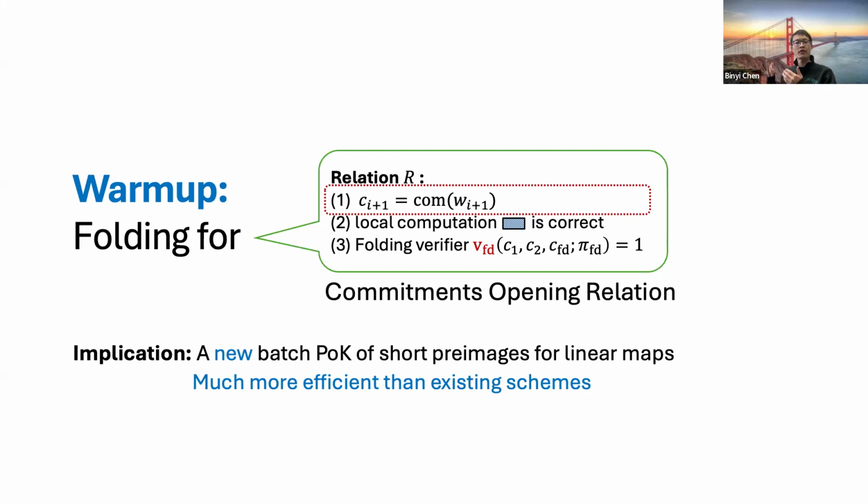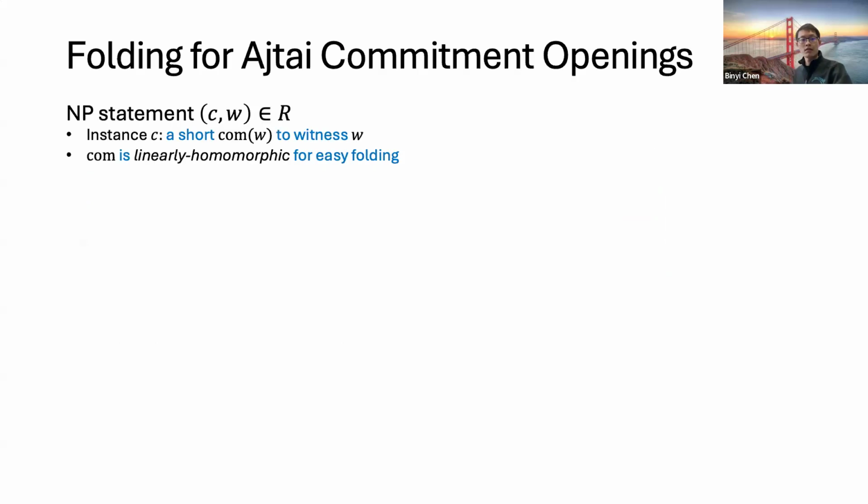And this leads to the first scheme that works without relying on some so-called relaxed binding property, and leads to a much more efficient scheme than all existing works. Okay, so now the first task we need to figure out is what kind of commitments we need to use, right?